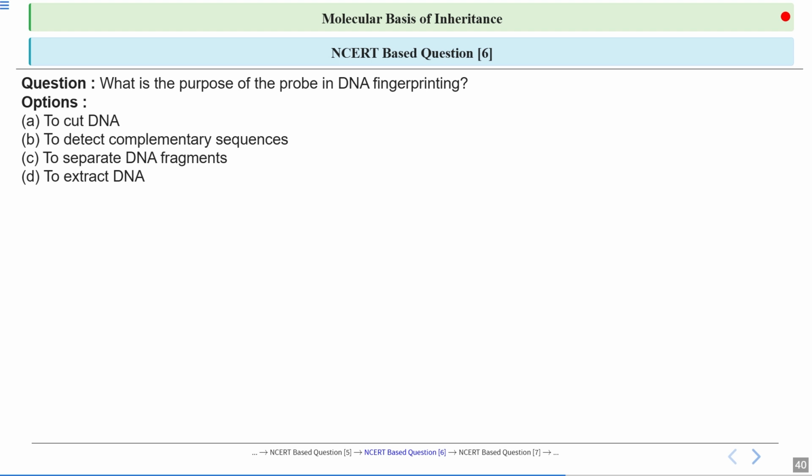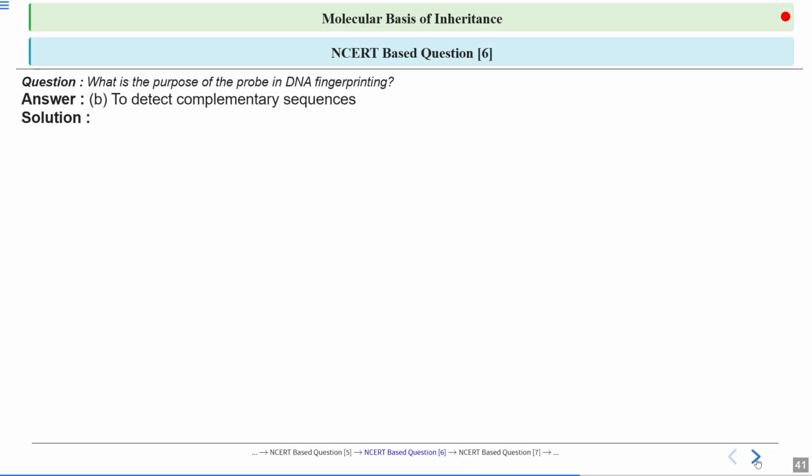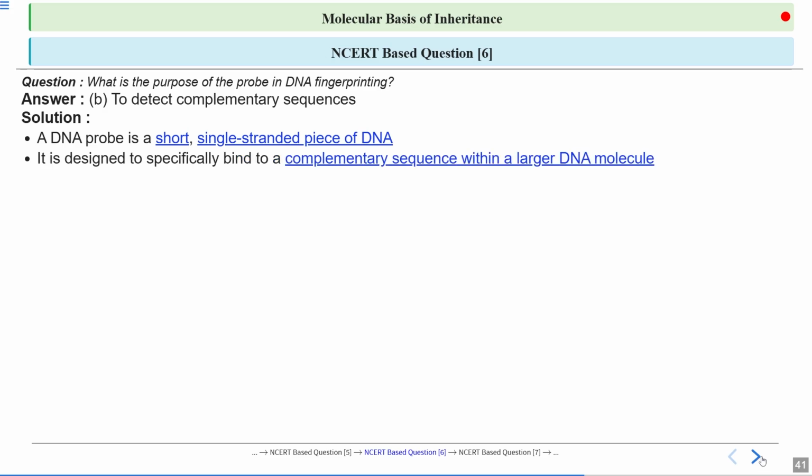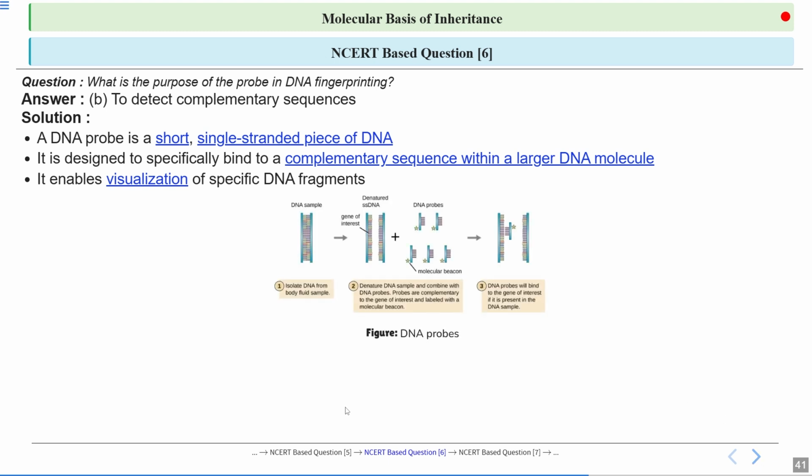Now, what is the purpose of the probe in DNA fingerprinting? To cut DNA, to detect complementary sequence, to separate DNA fragments, or to extract DNA? So we know that the probe is used to detect complementary sequences. A DNA probe is a short single-stranded piece of DNA that is designed to bind specifically to the complementary sequence within a large DNA molecule. It enables visualization of specific DNA fragments, and we can see how we can use these DNA probes.